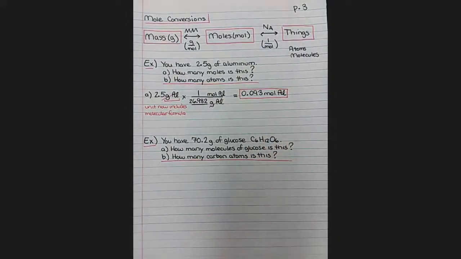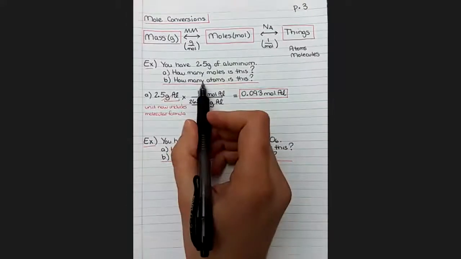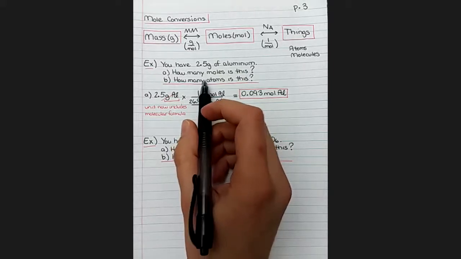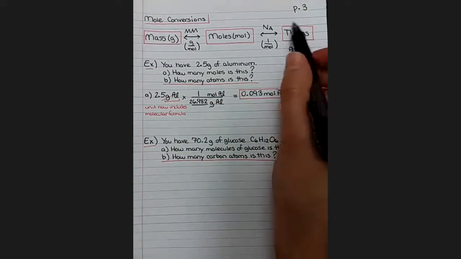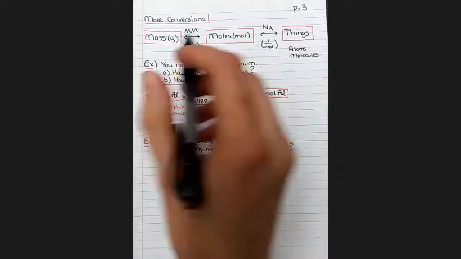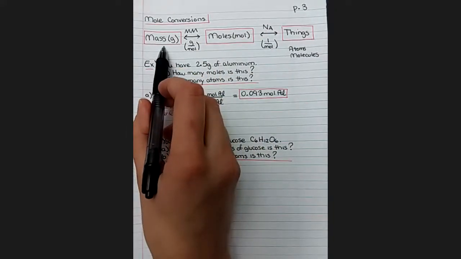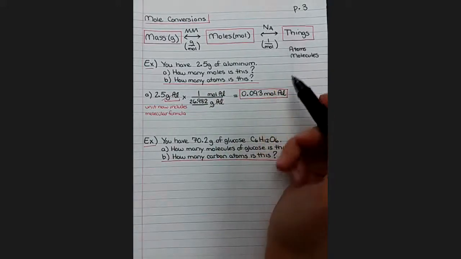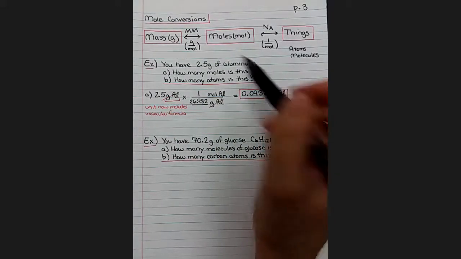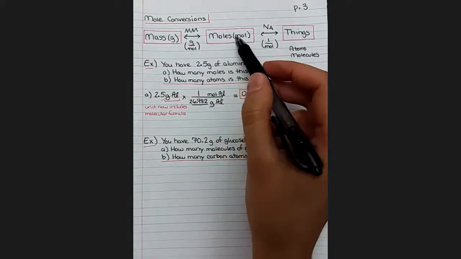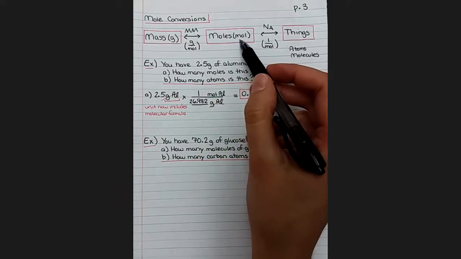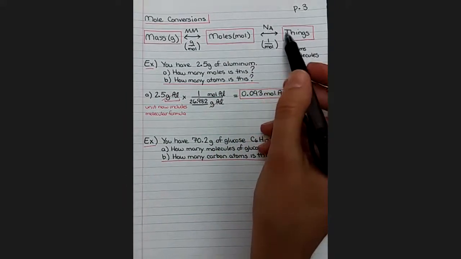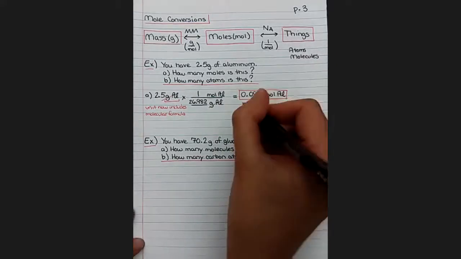Okay, so we have moles, and part B wants to know how many atoms. So how many atoms, that's a count of the number of things. So we can either start from the 2.5 grams again and convert to moles, and then to things, or if we're feeling good about the math we just did, we've already gone halfway through that process, so we can just start here with moles and use Avogadro's number to convert to number of things.